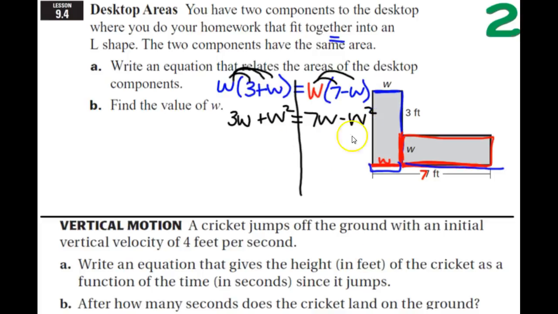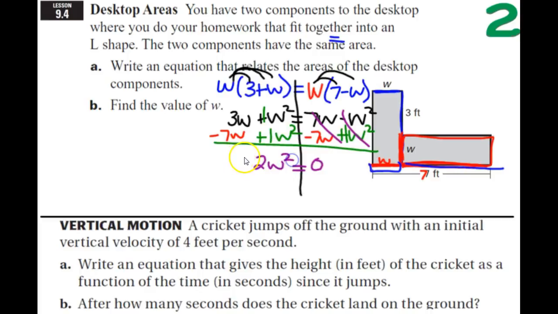Just like we've been doing, we need this equal to 0 so we can factor it. So I'm going to move this W squared over to the other side. It's a 1W squared. I'm going to move the 7W at the same time. This is a positive 7W, so I'm going to subtract 7W. So we are left with, those are all gone, eliminated. 1W squared and 1W squared is 2W squared. And 3W minus 7W is negative 4W.